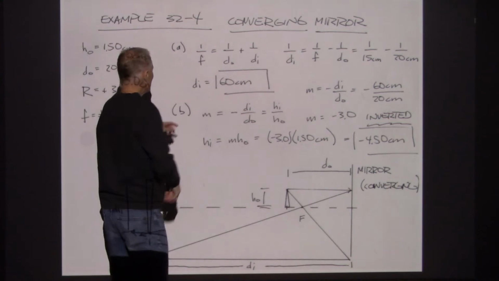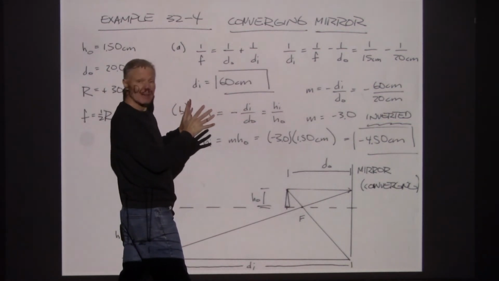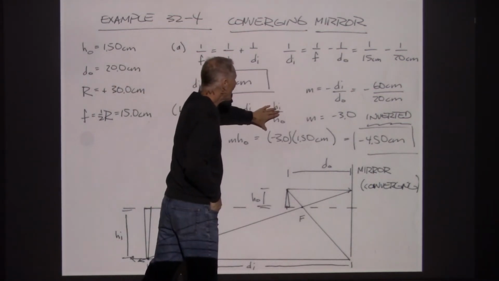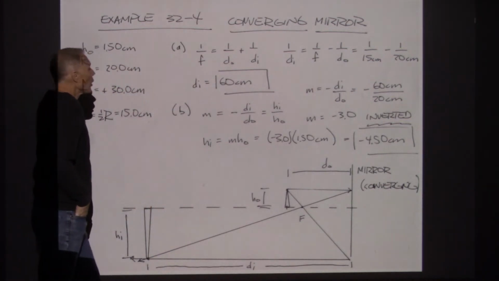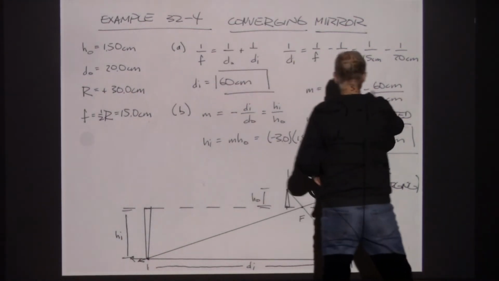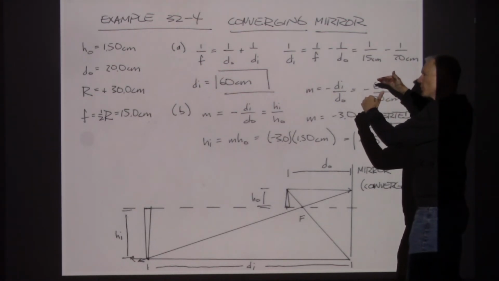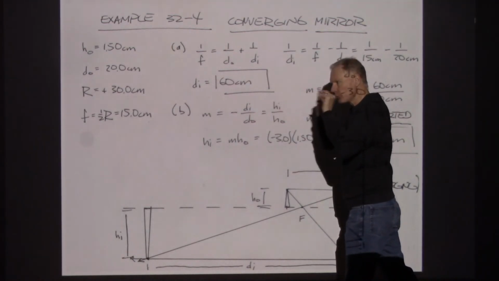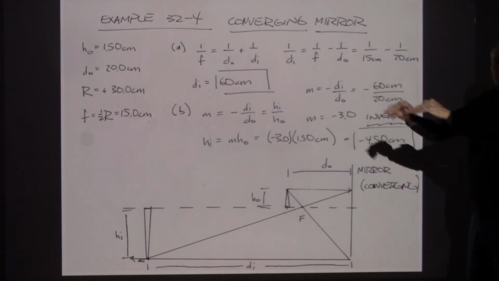And then the other formula: the magnification could be calculated as either, depending on what information I'm given, minus DI over DO or HI over HO. Now I know the DI, I just calculated it in part A, and the DO was given. And there's a minus sign out front here. Putting all that together, the math is predicting the image is located 60 centimeters from the mirror, a positive value, in the direction the light is traveling away from the mirror.